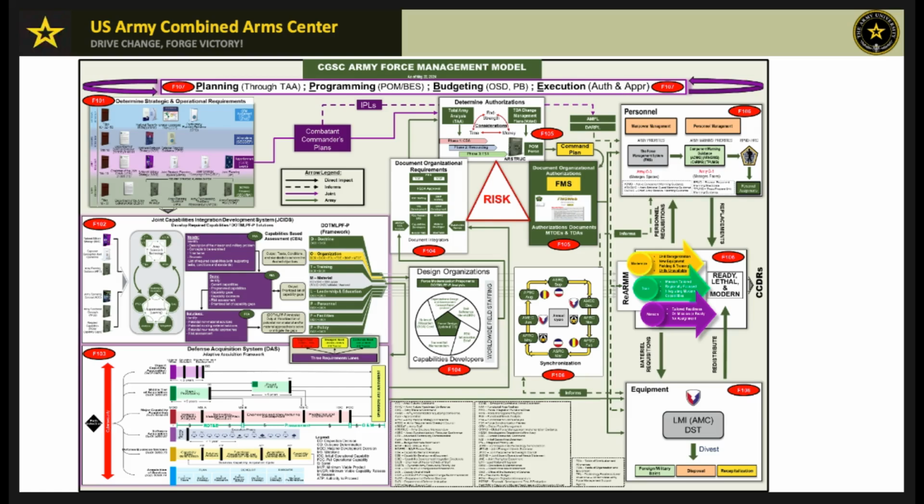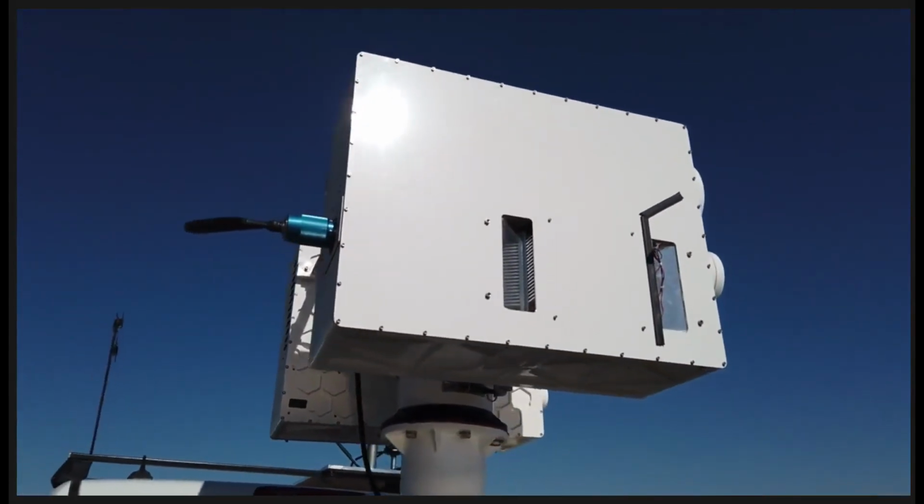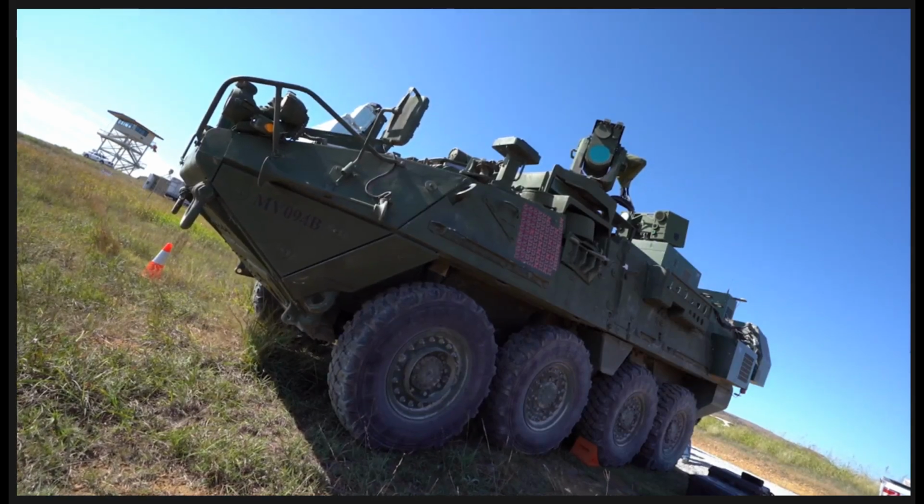The highlighted section within the red oval focuses on JCIDS and the DOTMLPF-P framework. JCIDS is the Department of Defense's process for identifying, assessing, and prioritizing military capability requirements and solutions to meet current and future operational needs. The process involves capabilities-based assessments, or CBA, to identify gaps and needs across the DOTMLPF-P domains. That's doctrine, organization, training, materiel, leadership and education, personnel, facilities, and policy.